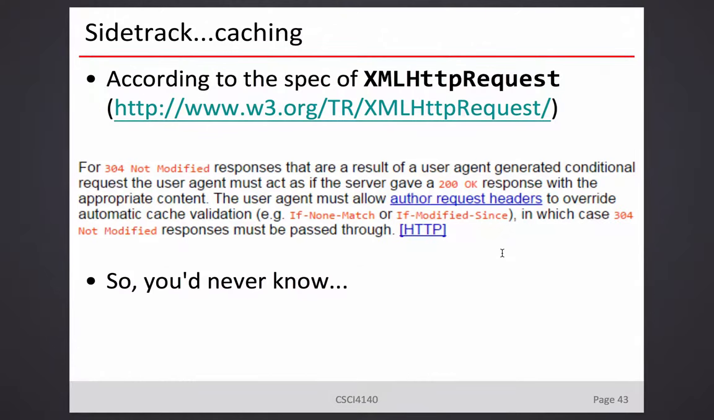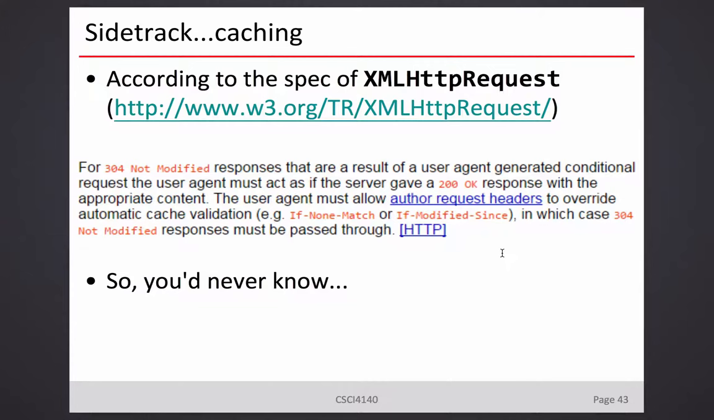304 is actually on your client side. I highlight this part, screen capture only. It is useful for this type of response. What it's doing is giving you a trick: a user agent generating a conditional request must act as if the server gave 200. So what is the meaning? I go for the Wireshark capture, I know that the server returned code 304. Your user agent, that means your browser, should pretend that it's not 304, but 200.